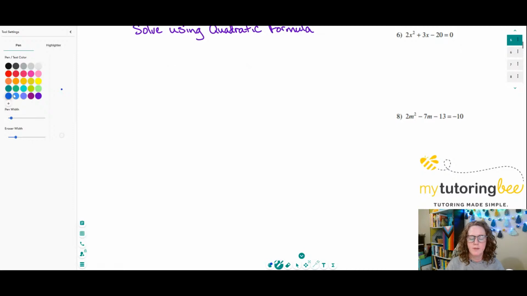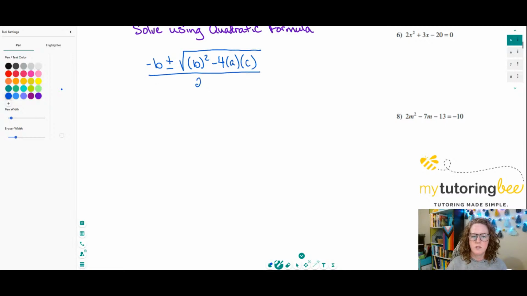First, I'm going to write the quadratic formula for us. So the quadratic formula is negative b plus or minus the square root of b squared minus 4 times a times c, all over 2a. Okay, so let's talk about what A, B, and C mean.